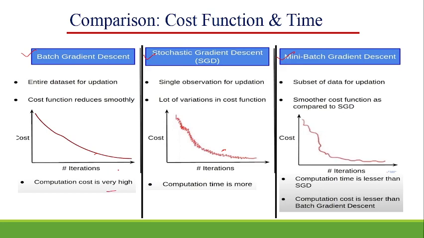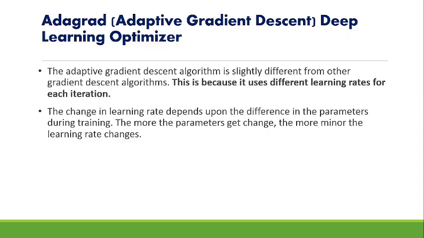Computation cost is very high here because in each updation you are compulsorily considering the whole dataset, so computation time is more. In mini batch, computation time is lesser than batch gradient descent, and computation cost is lesser too. Here you are considering the whole dataset, but in mini batch you are considering batches, so obviously the computation cost is lesser than batch gradient descent. Okay, so these are the majorly used gradient descents: batch gradient, stochastic, and mini batch.